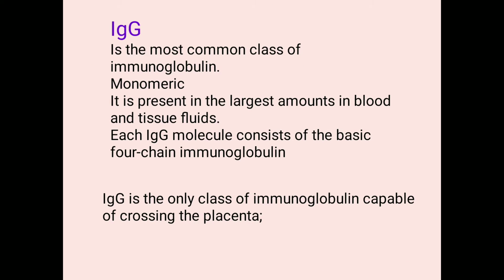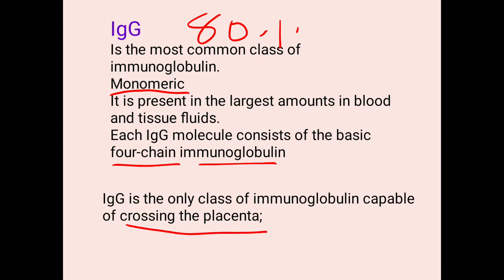IgG. IgG is the most common type of the immunoglobulin. It exists in monomeric form and constitutes 80% of the total serum. It is present in the largest amounts in blood and tissues. It consists of the basic 4 chains of immunoglobulins. It is also the only class of immunoglobulin that will cross through the placenta.